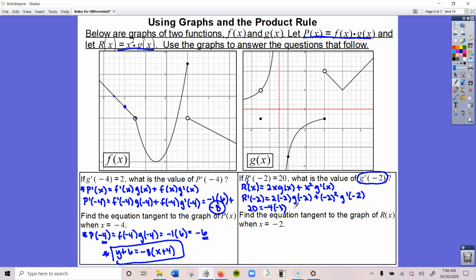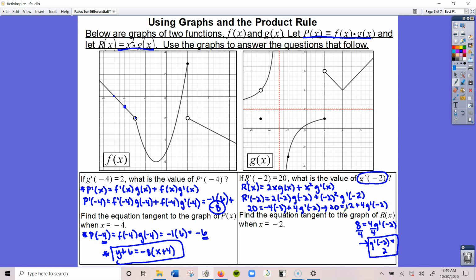And then plus negative 2 squared, which is 4, times g prime of negative 2, which I'm trying to solve. So now I'm just going to work this out once more. We have 20 is equal to negative 4 times negative 3, which is a positive 12, plus 4g prime of negative 2. Now we subtract the 12. 20 minus 12 is 8, which is equal to 4g prime of negative 2. And finally, divide by 4. So g prime of negative 2 is equal to 2.